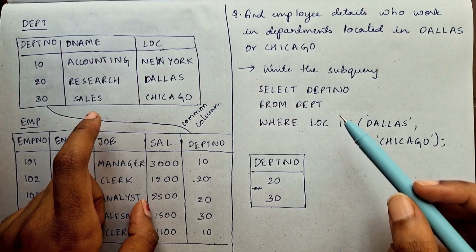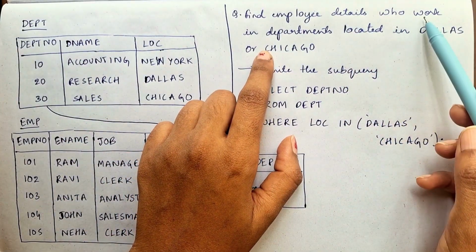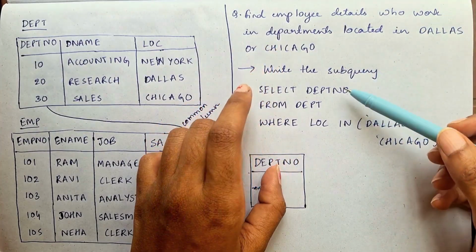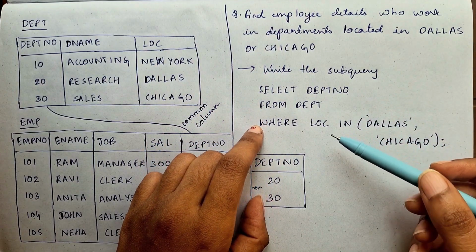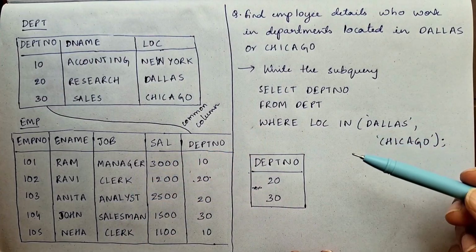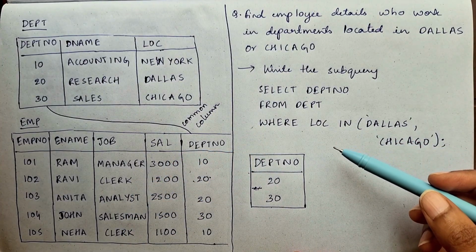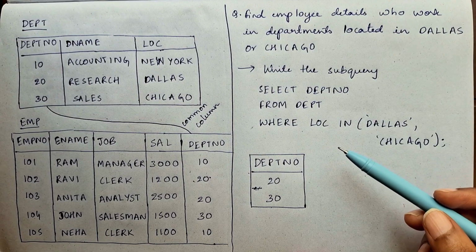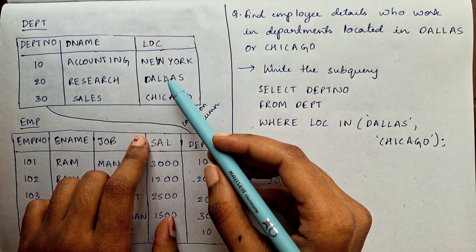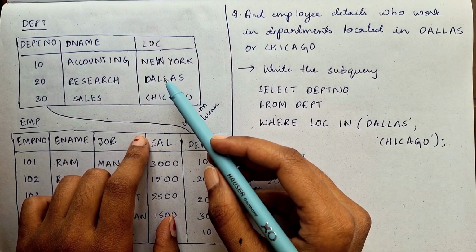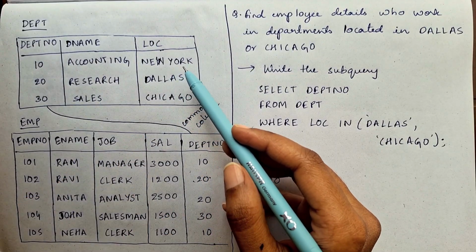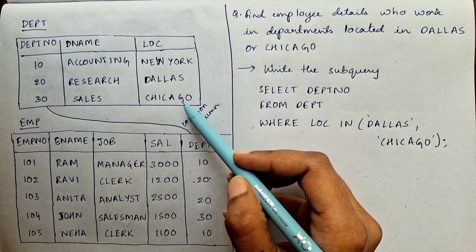Now, suppose we want to find the details of employees who work in departments located in Dallas or Chicago. Let's understand this question, guys. Here, we want to find employee details who work in departments that are located in Dallas or Chicago. If we observe the tables, the location information is stored in the department table, not in the EMP table. So first, we need to check the department table and find which department numbers are located in Dallas and Chicago.